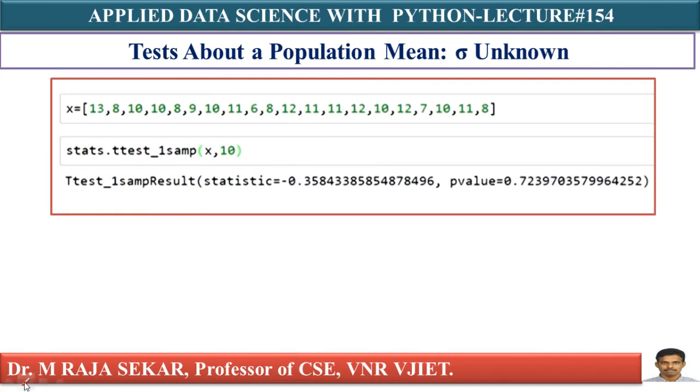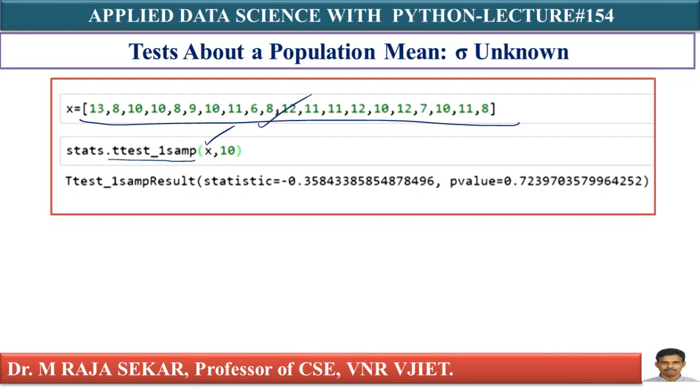This is the data in my problem. How many numbers? There are 20 numbers. I am storing all these numbers in an array. I already discussed this t_test_1 sample. This is the built-in function which is useful for finding the t value. This x means this is a one-dimensional array.